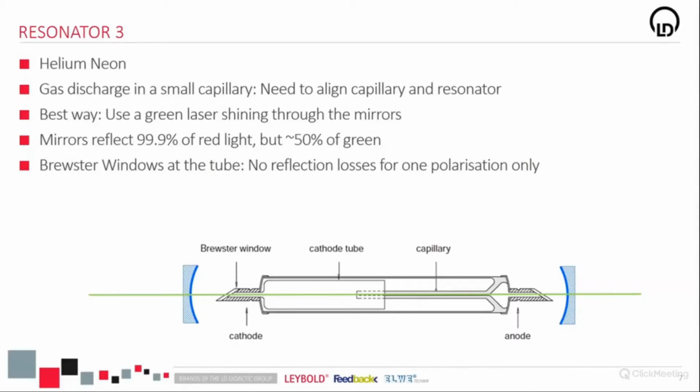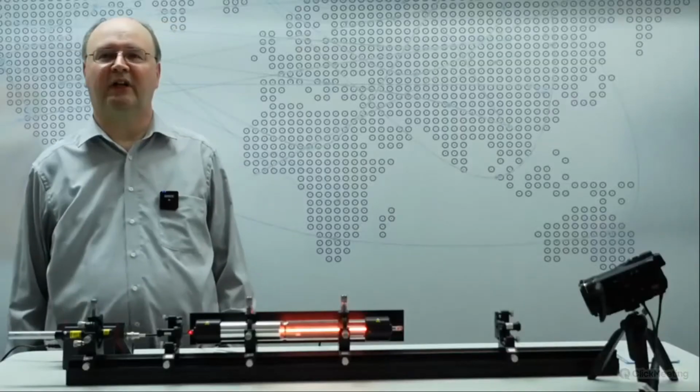The way to do this is to have a green laser pointer shining through the mirrors, just because the mirrors are optimized for the red laser light, and the green laser will aid me in alignment. And now, enough of theory, let's go for real life.